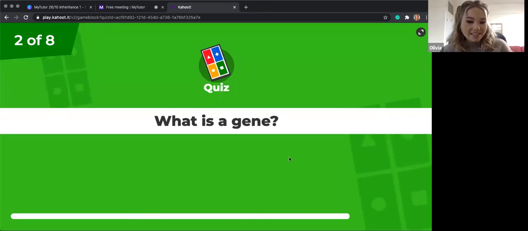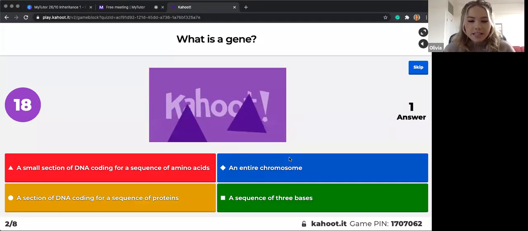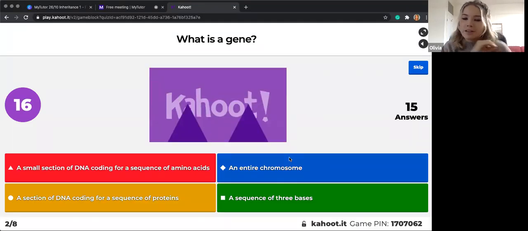What is a gene? Is it a small section of DNA coding for a sequence of amino acids? Is it an entire chromosome? Is it code for a sequence of proteins, or is it 3 bases?